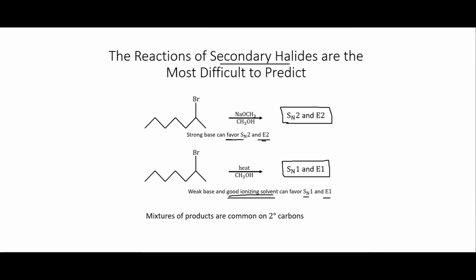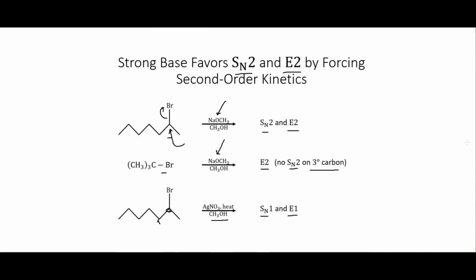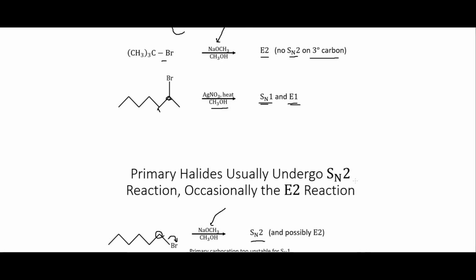So yeah, those, like I said, are sort of the rules of thumb here, just to sum up. Strong bases favor our bimolecular reactions here by forcing these second order kinetics, whereas if we have only weak bases, then it's going to favor these SN1 and E1 here, because a weak base or weak nucleophile isn't going to deprotonate or attack that carbon very well because they're weak. And so it's going to give more time for the leaving group to just leave on its own.